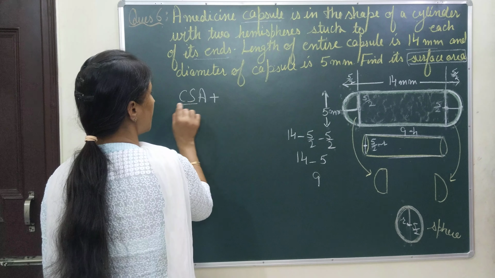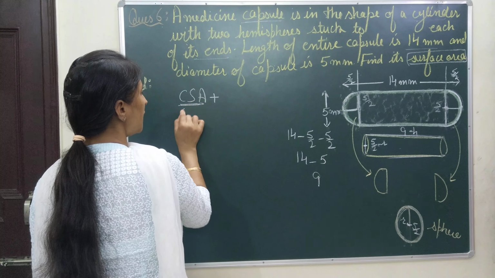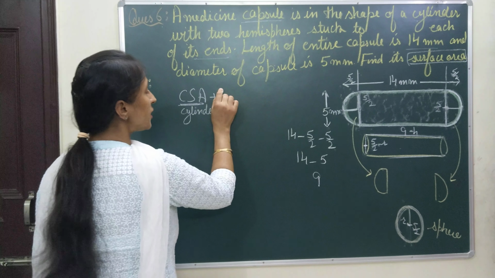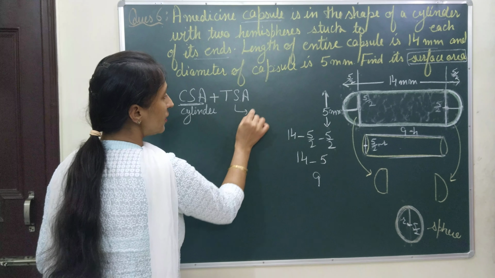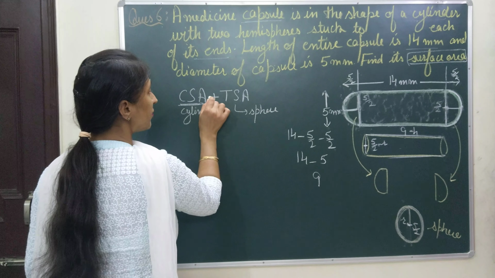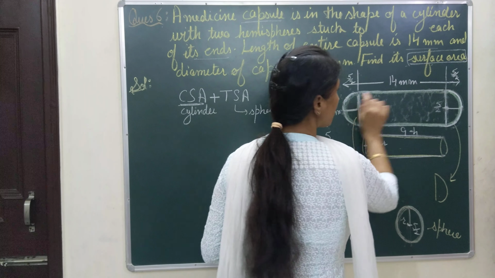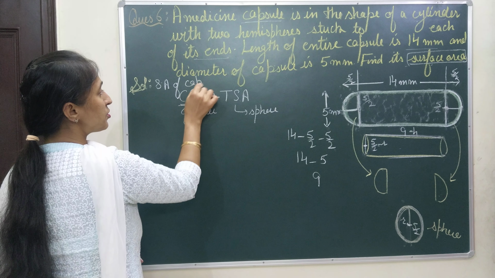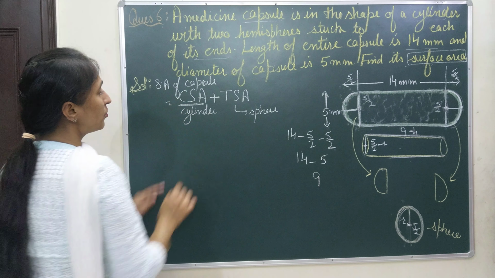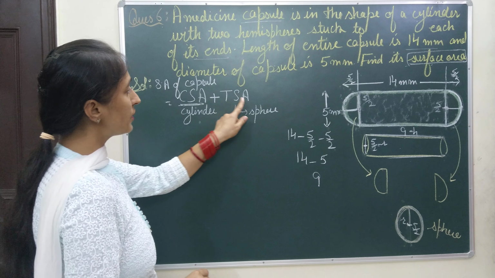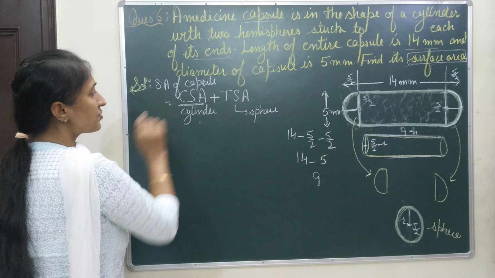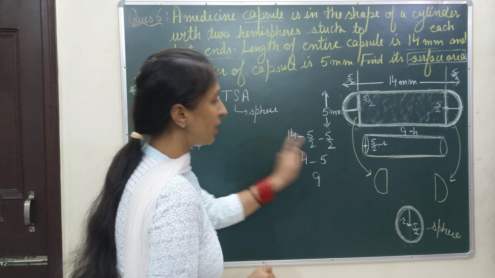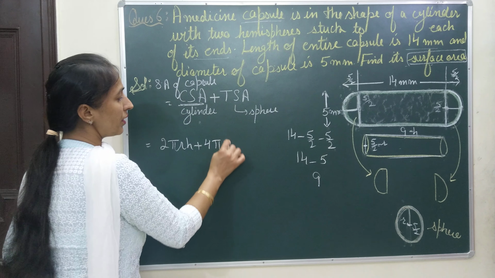So two things I will take: the curved surface area for the cylinder, and the total surface area for the sphere. When I add them, I get the surface area of the complete capsule. So surface area of capsule equals curved surface area of cylinder plus total surface area of sphere. The curved surface area of cylinder is 2 pi r h, and the total surface area of sphere is 4 pi r square.